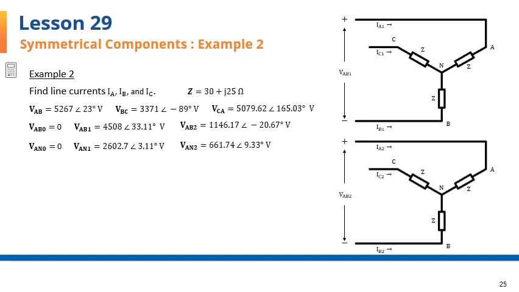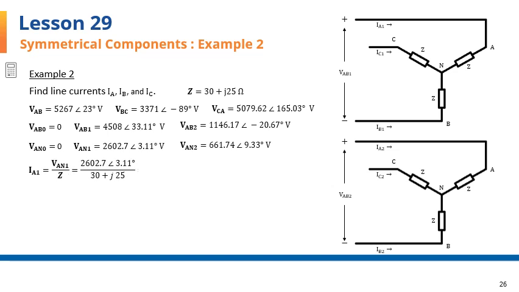So here they are, all of the A components: VAN0, VAN1, VAN2, all A components of the line to neutral voltages. Ignoring the VAN0 as it does not generate a current in any of the phases, the A components of the positive and negative sequence currents are easily found using Ohm's law.